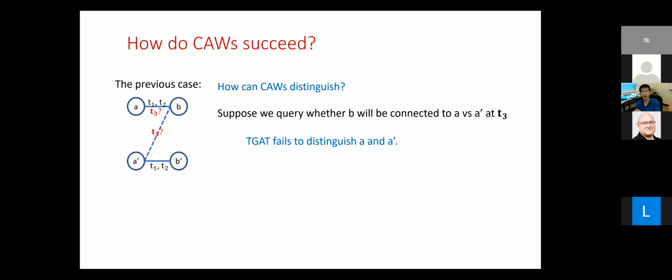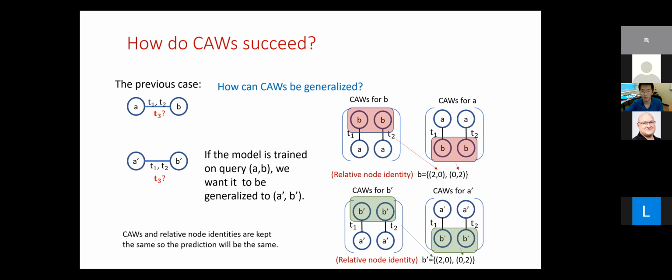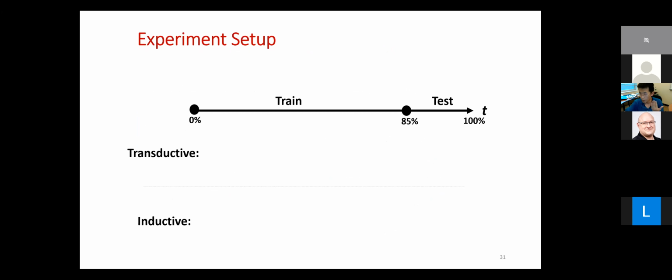So why can this model work? Let me see if I have enough time. Maybe I can skip this part a little bit, and later I will go back if you have questions. That part gives some examples of why our model can be inductive and why it can solve the problem that the TGAT model cannot solve, the ambiguity issue.